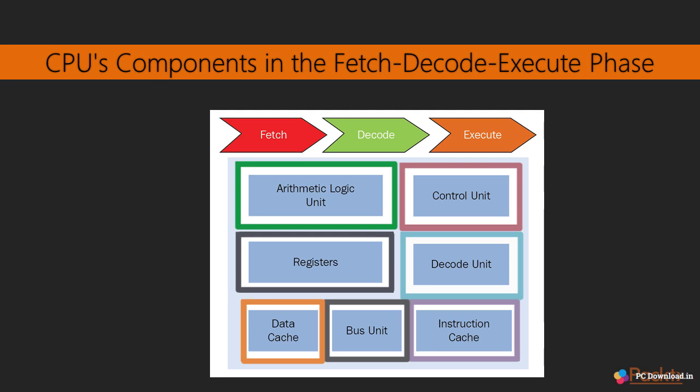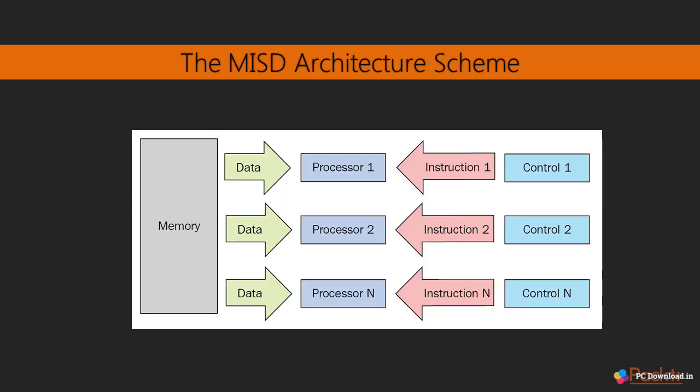The conventional single processor computers are classified as SISD systems. This figure specifically shows which areas of a CPU are used in the stages of fetch, decode, and execute. Now let's see what MISD is.